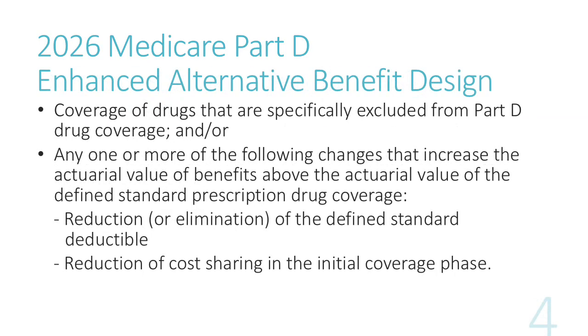Next is an enhanced alternative design. This is where a plan can increase its value by adding drugs that are specifically excluded from Part D coverage, or reducing or eliminating the standard deductible, or by reducing the cost sharing in the initial coverage phase on specific drugs. For example, using copays instead of coinsurance. There is no standard enhanced alternative plan. Each plan can have its unique design as long as it maintains the actuarial value of the standard benefit design.